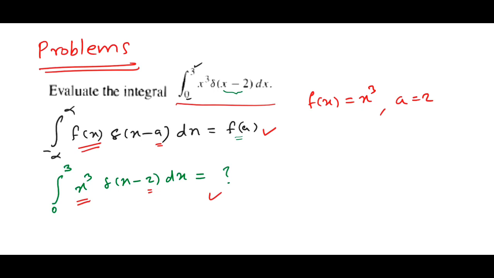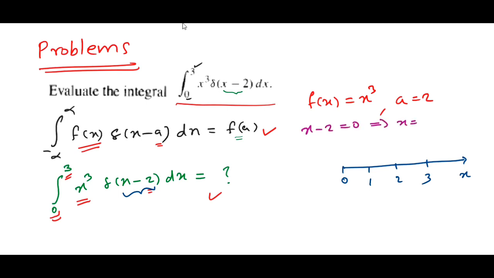The integration limit is from 0 to 3. If you plot the x-axis here, this is 0, this is 1, this is 2, this is 3, and you have to see where your spike is coming. To know the position of the spike, take x minus 2 equal to 0, which gives x is equal to 2. The spike should come at x is equal to 2. This x is equal to 2 exactly lies between the integration limits 0 and 3.